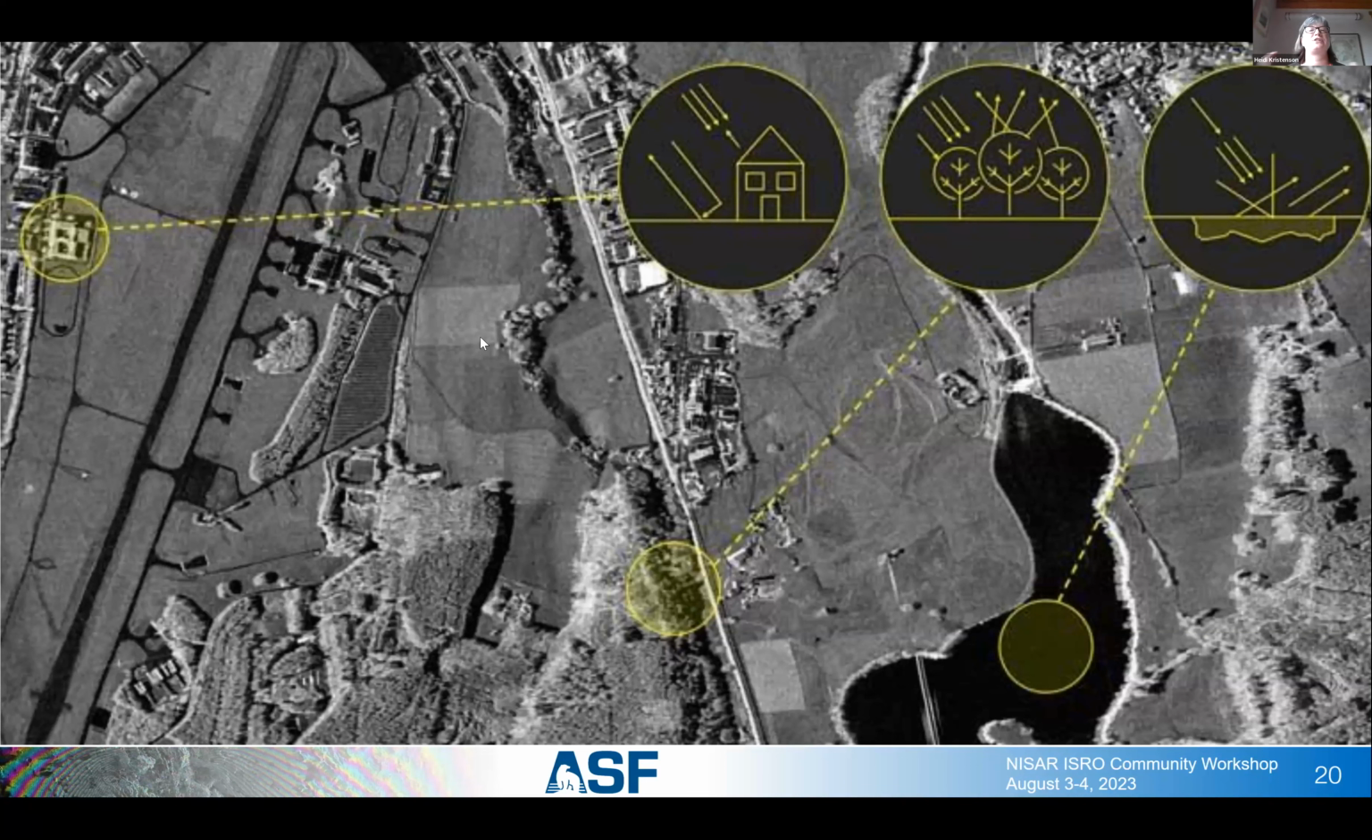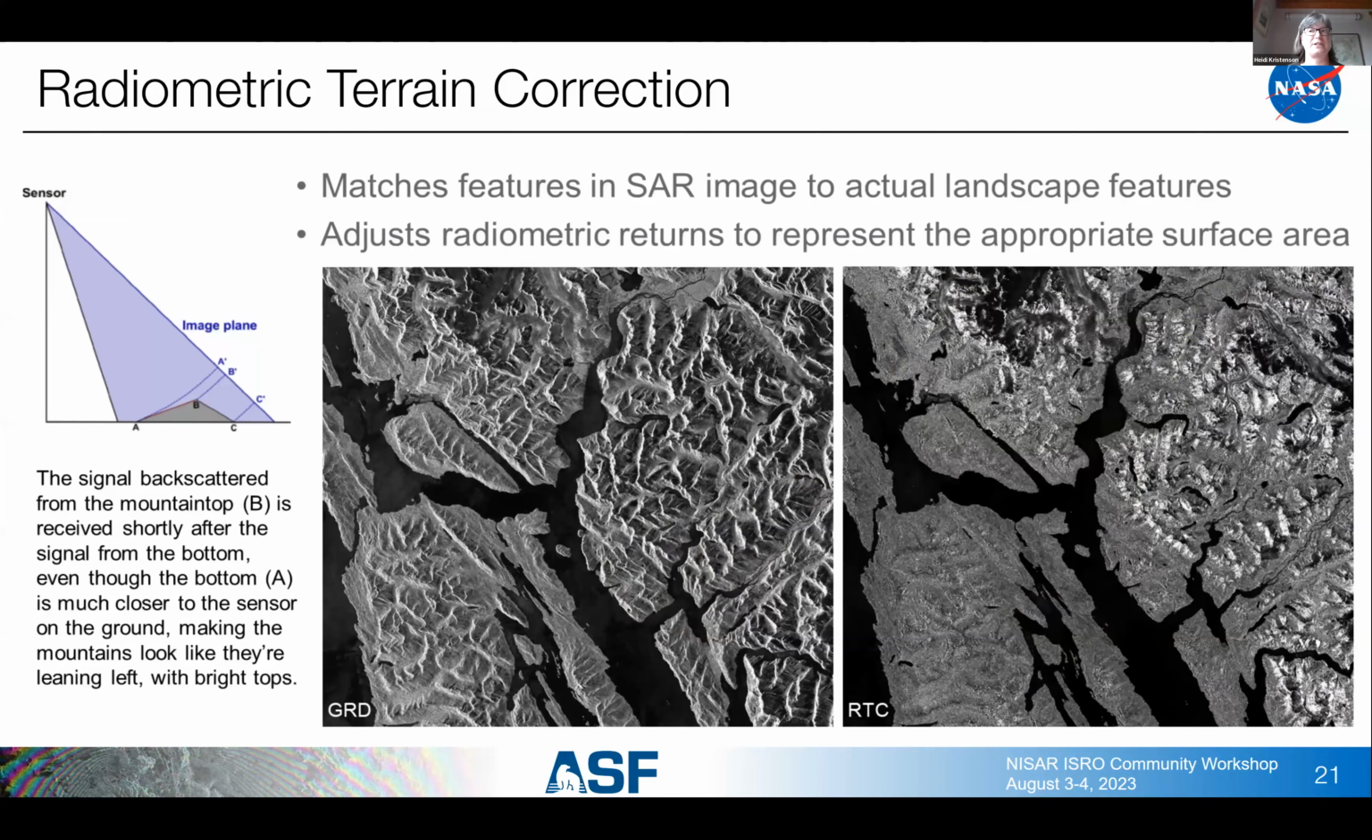So as I mentioned, there are certain distortions that are inherent to SAR data sets. If we look at the image on the left here, this is an area in Southeast Alaska that has a lot of tall mountains. You can see that the mountains look kind of squashed over with a bright leading edge. And this goes back again to those angles that are involved.